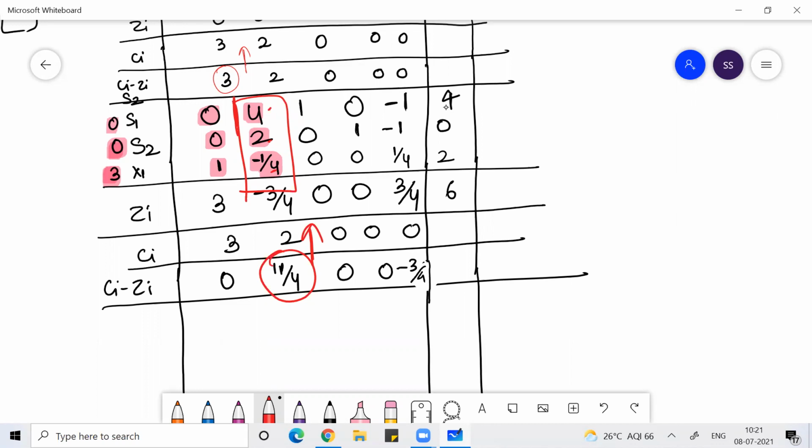To find whom X2 will replace, S1 or S2, for that I will find theta. So theta for this would be 4 divided by 4, which means 1. Theta for this would be 0 divided by 2, 0. And this will be null because any number divided by a negative is not considered. So the minimum value of theta here is 0. Which variable will exit the solution? It is S2. So S2 will exit and X2 will enter. Clear everyone? Any doubt?